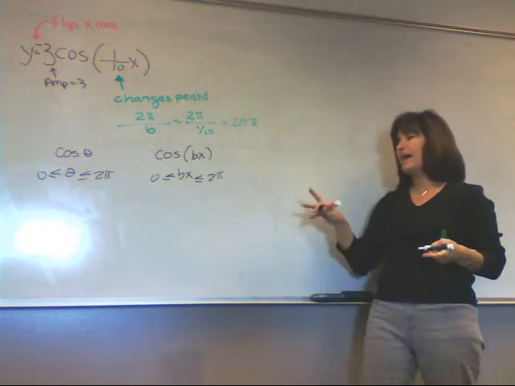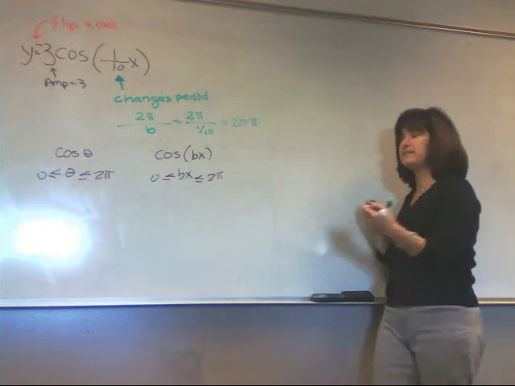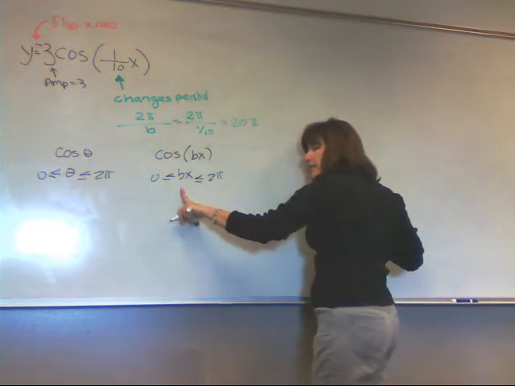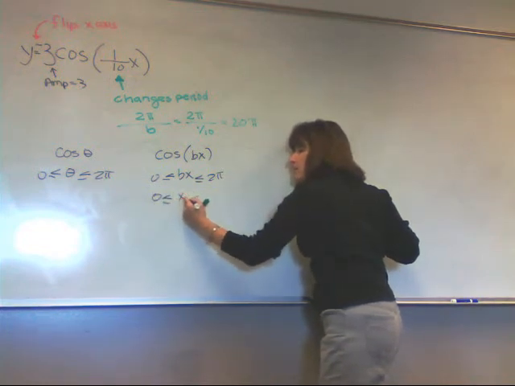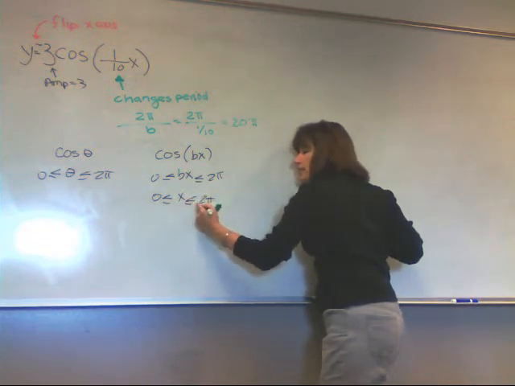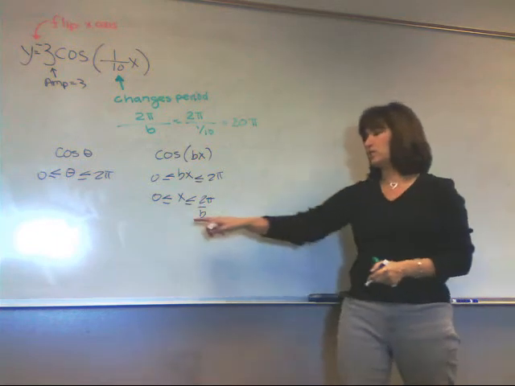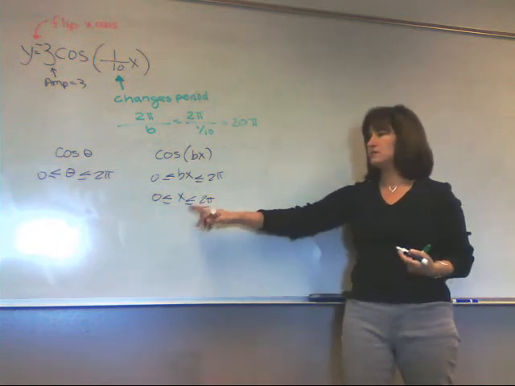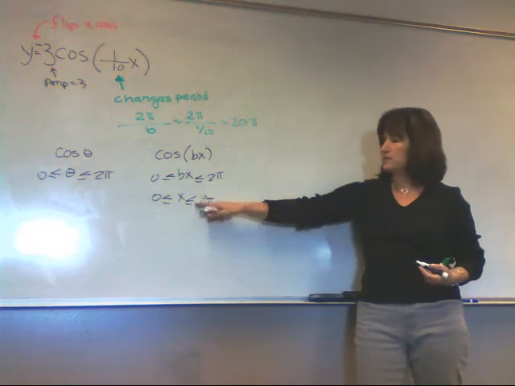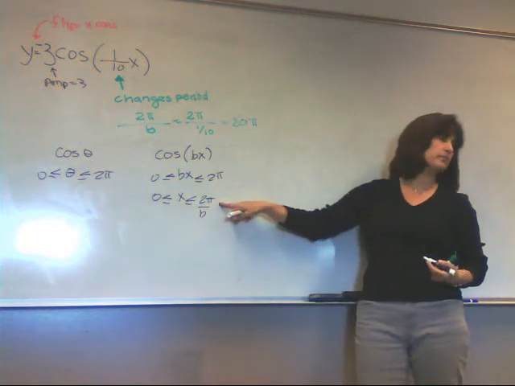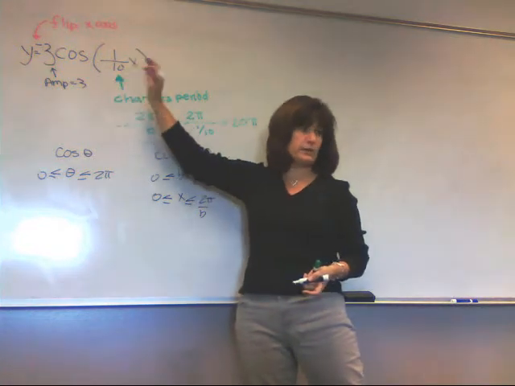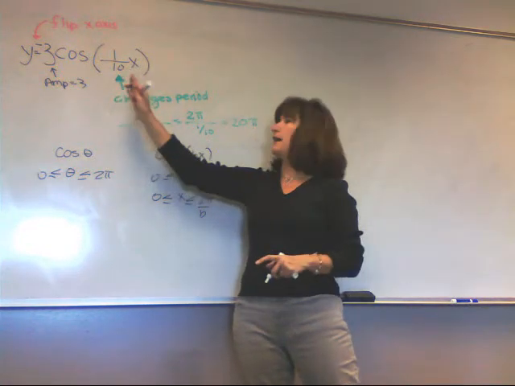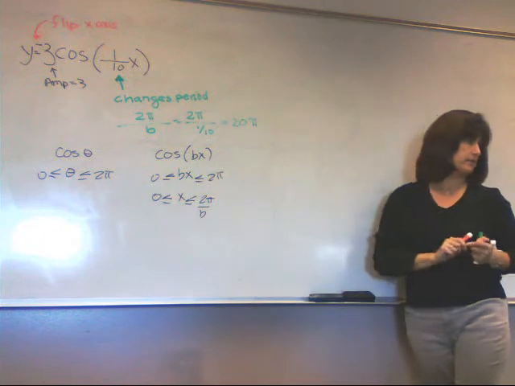But what does that mean about x by itself? If I want x by itself, what would I have to do to get it here? Divide by b. So x goes from 0 to 2 pi over b to give me one whole cycle. So this is one whole period. So this is the new period. That's where that comes from. So you have to divide by whatever that is, whether it's a fraction or a big number, to get the new period.